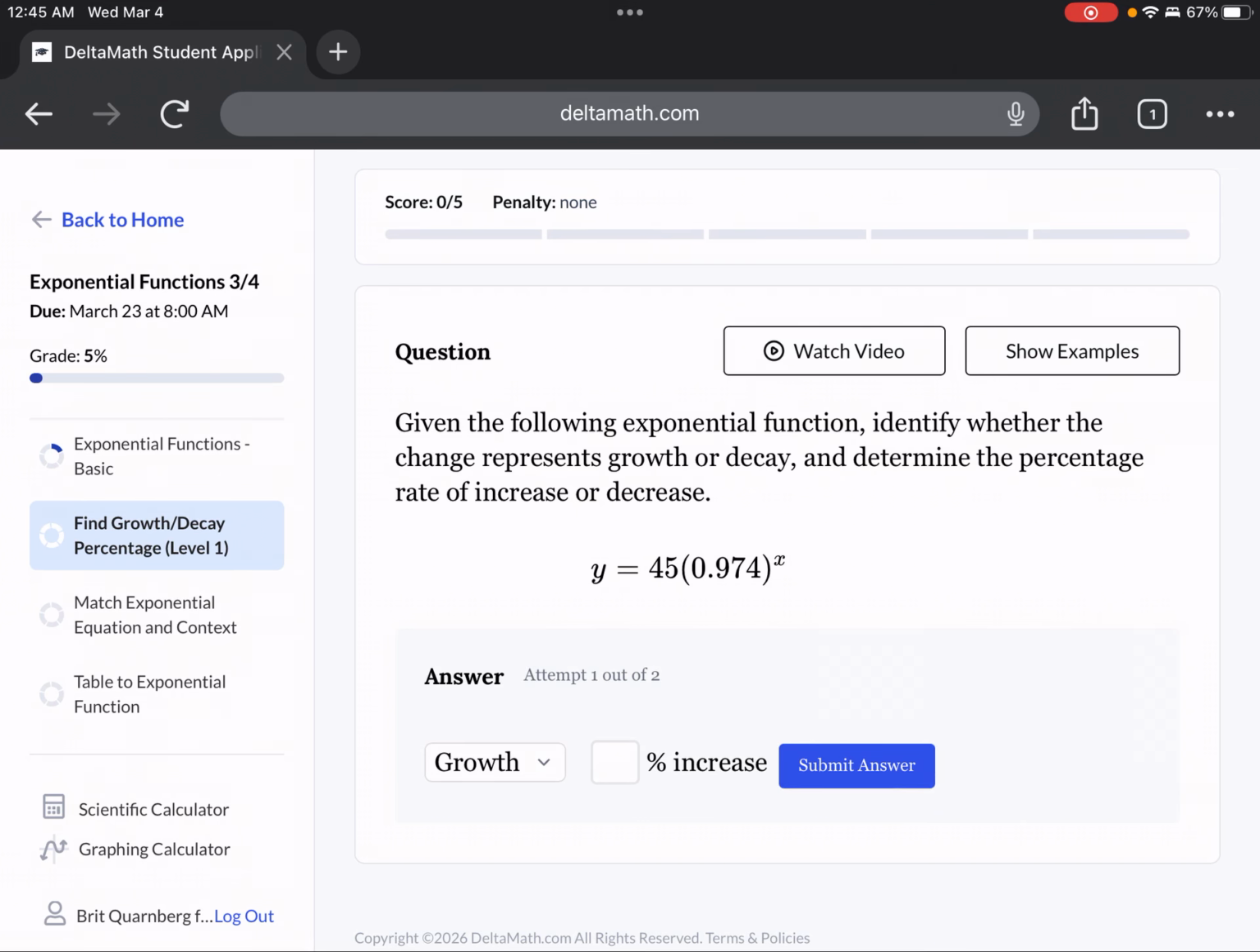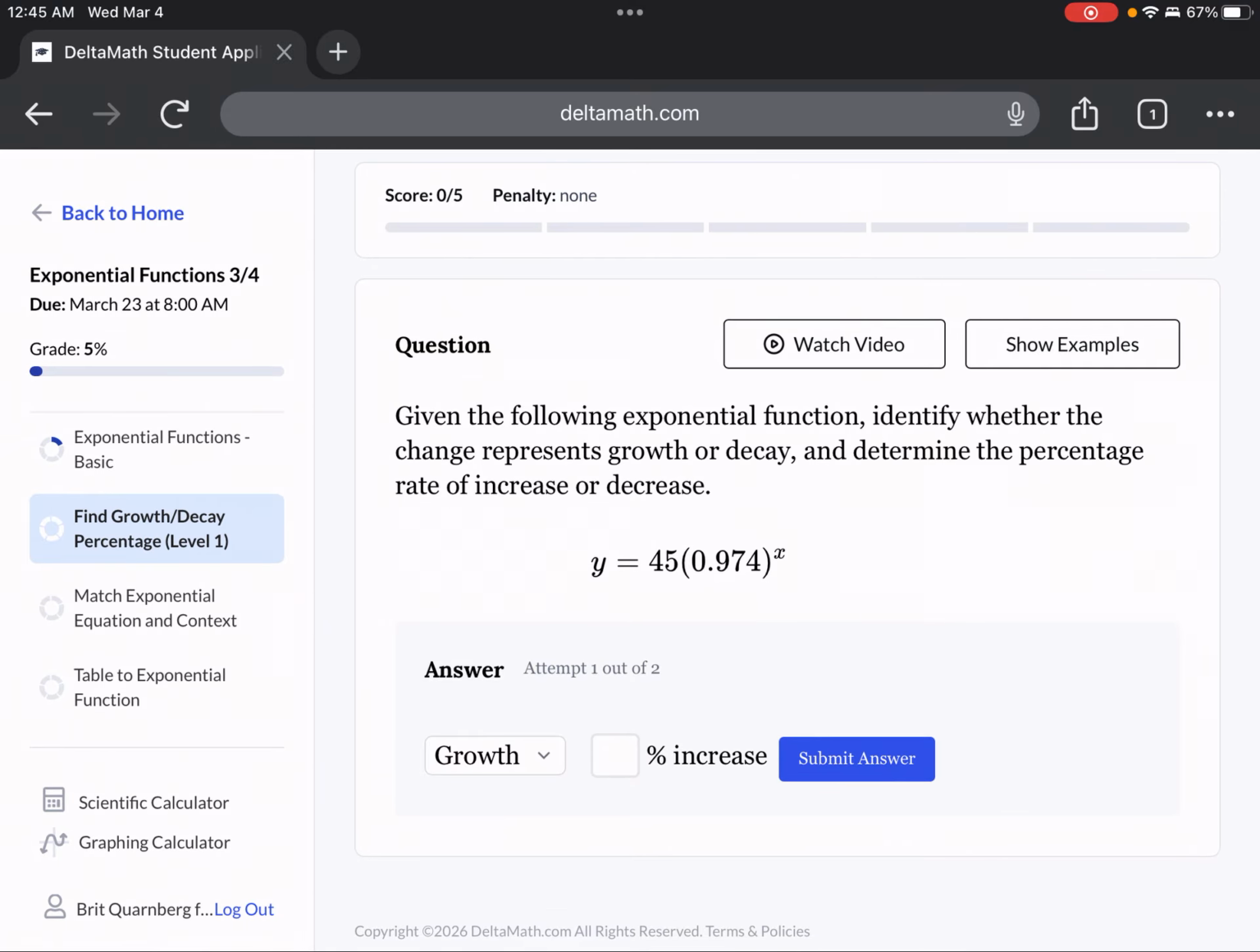And this is also on those decimals notes. But so we have this: given the following exponential function, identify whether this represents growth or decay. So if you'll notice, there's this drop down and it'll say growth or decay. And the easiest way to tell is this number that is right next to, like that's in the parentheses. I can't point to it. Let me point to it in here.